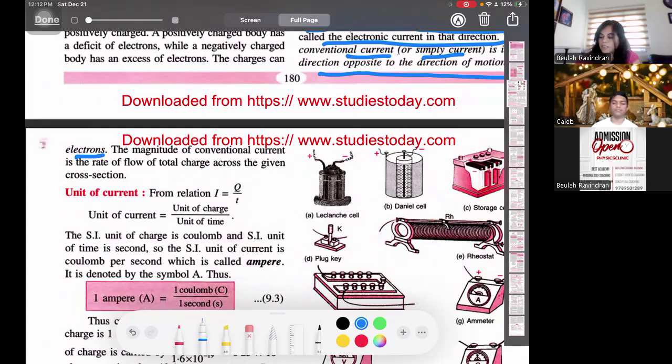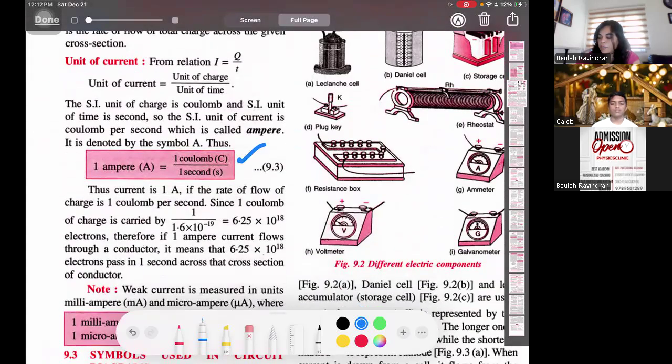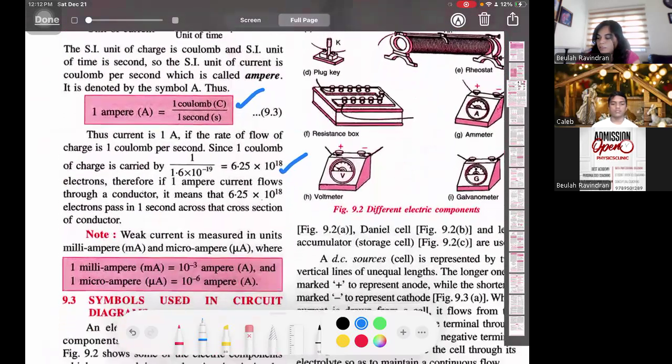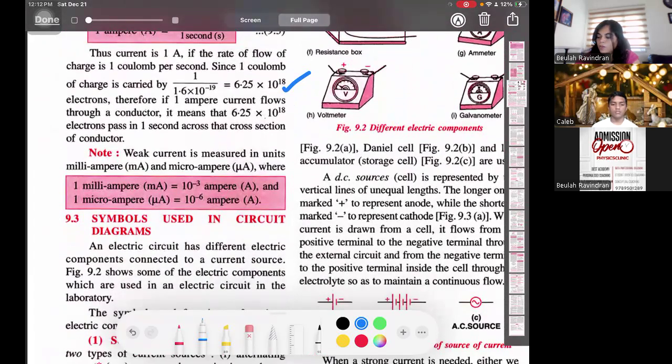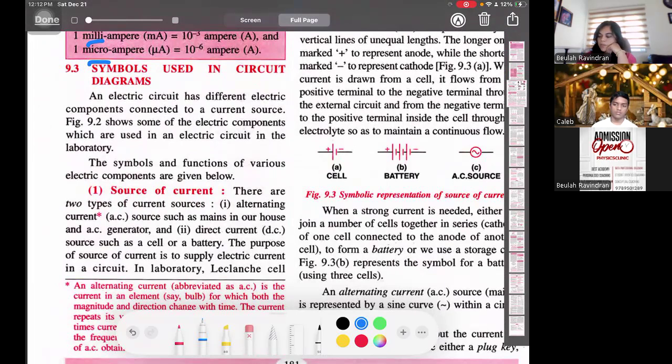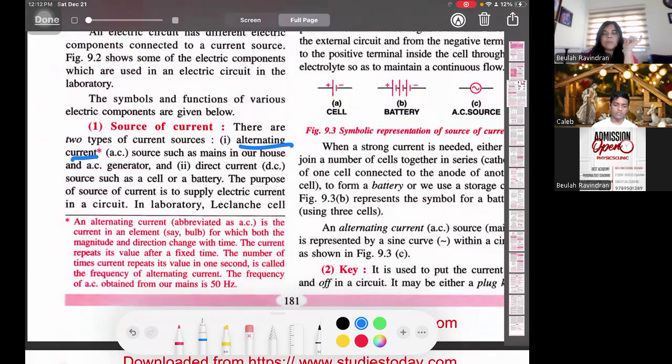Yes, ma'am. I've told you the SI unit and everything, so you just go through it. You know about milli and micro, the scale, the exponential form. Then there are sources of current, as I've told you: direct current is there, alternating current is there. I'll explain to you about alternating current, how it will be.